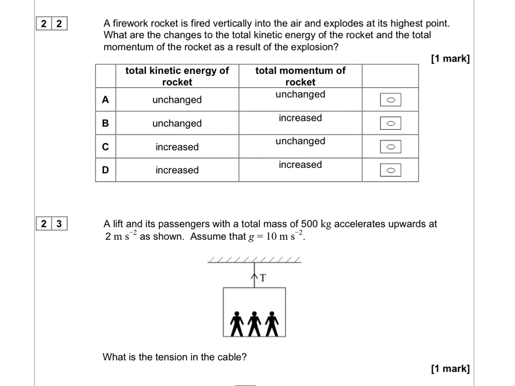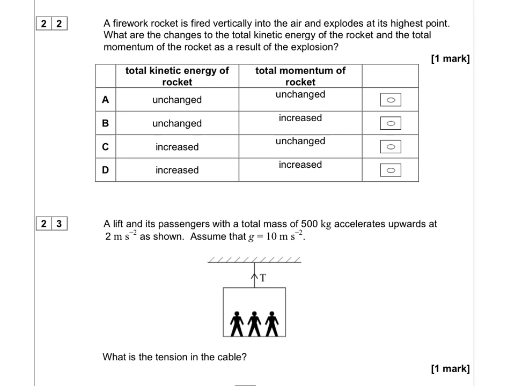So the next question is, you've got a firework and it's been fired vertically in the air, and when it's at its highest point it explodes. What are the changes to the total kinetic energy of the rocket and the total momentum of the rocket as a result of the explosion?